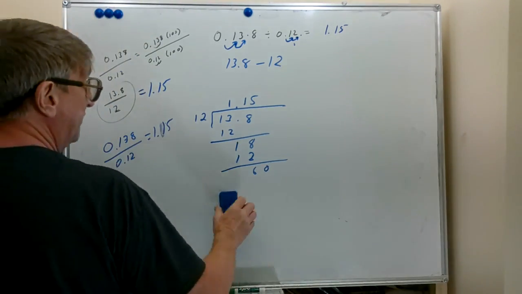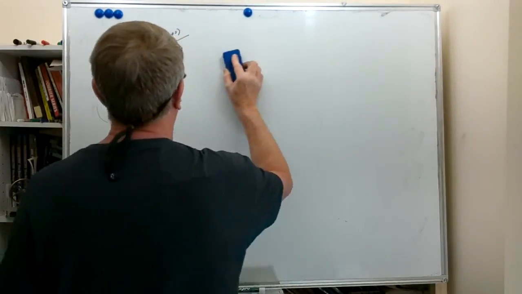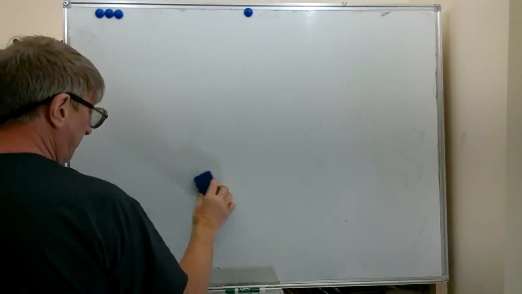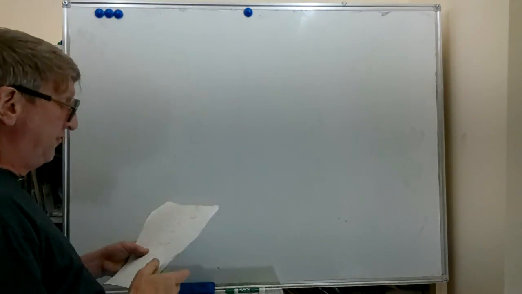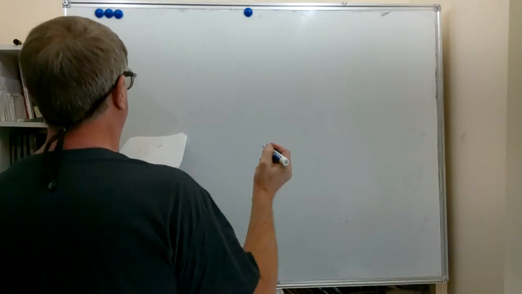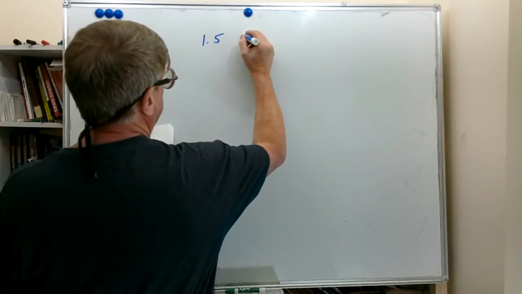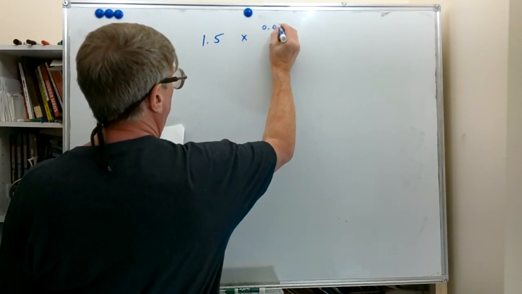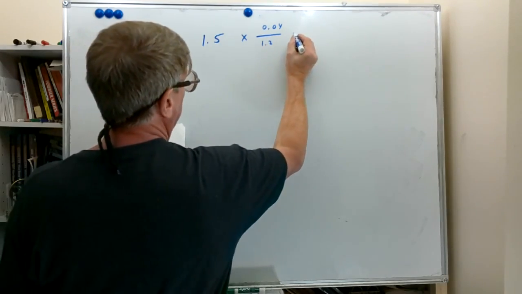We're going to do one other example, and we're trying to show how you work with decimal numbers, and you're probably noticing that it's actually pretty similar to working with whole numbers. Same rules apply. We just have a few more details to look at. So we're going to write up another problem here. 1.5 times 0.04 over 1.2. What's that equal?